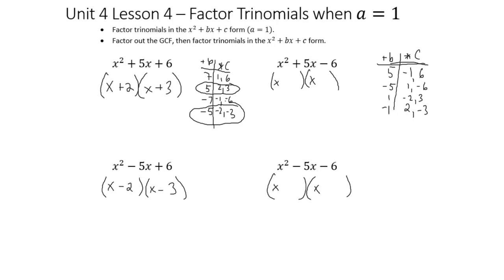If you look right here, we have that b of 5, so we want to use x plus 6 and x minus 1. In this next one, we need the -5, and so that would be that one right there: a -6 and a positive 1.